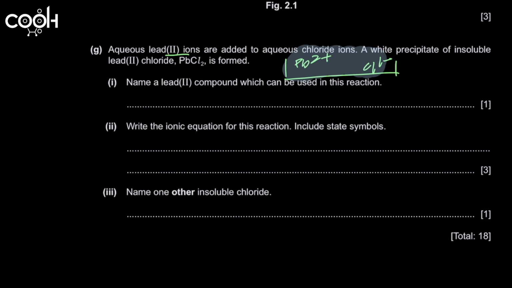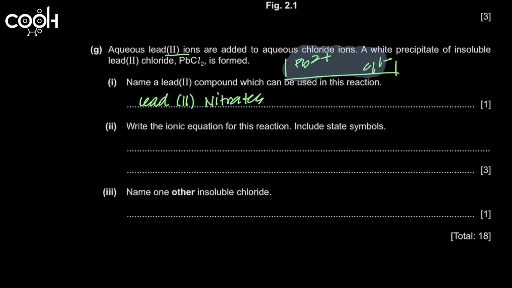Now it says, name a lead compound which can be used in this reaction. Well, obviously you have to use a soluble salt of lead. Remember, whenever we make insoluble salts, what do we do? We take 2 soluble salts of each compound that we are given. So we take a soluble salt of lead, which is lead nitrate, and we take a soluble salt of chloride. There are a lot of soluble salts of chloride. So the lead compound is lead 2 nitrate, because all nitrates are soluble. You can't take lead sulfate. Lead sulfate is insoluble, right?